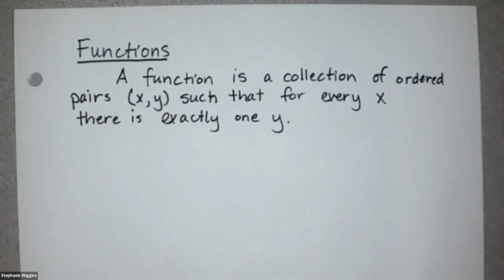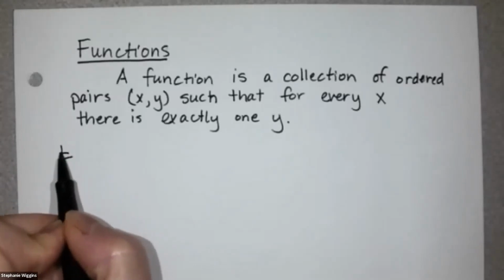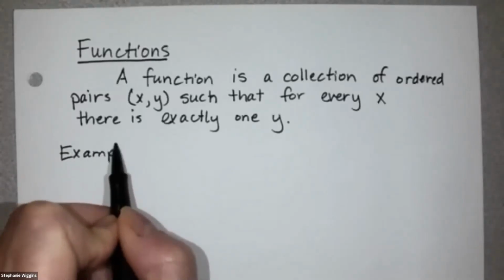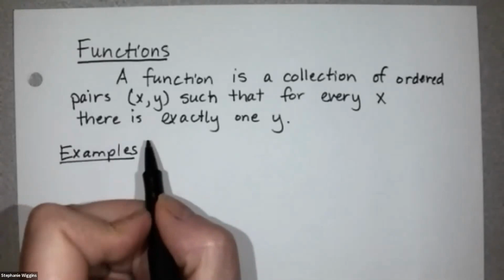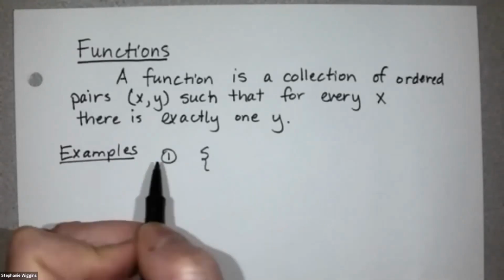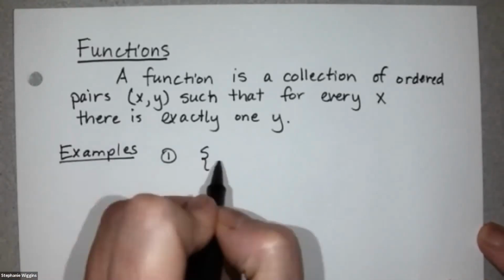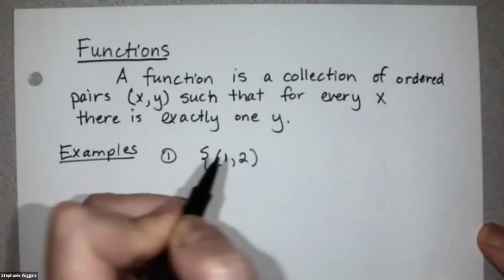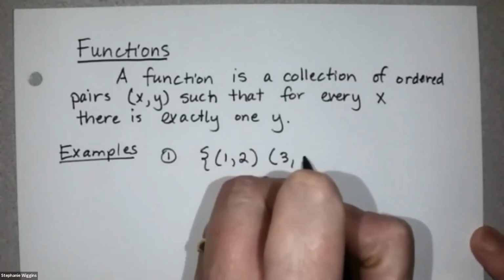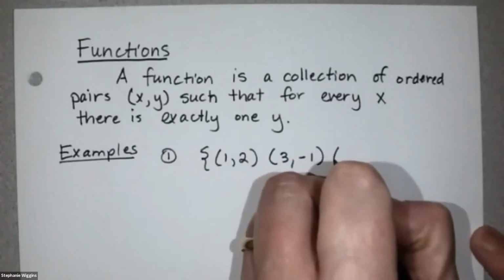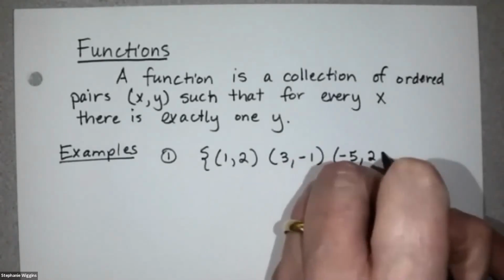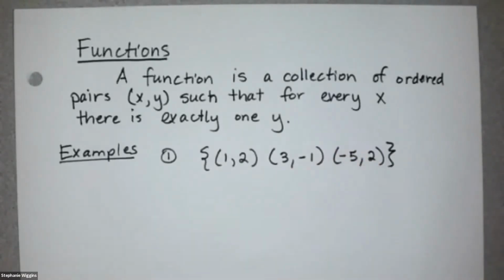A function is a collection of ordered pairs, x, y, such that for every x there's exactly one y. So let's look at some examples. These are really basic examples. So it's simply a collection of ordered pairs. In this particular set that I'm writing here now, we only have 3 ordered pairs. That's not a typical function, but for purposes of discussing what a function is, it's that simple.